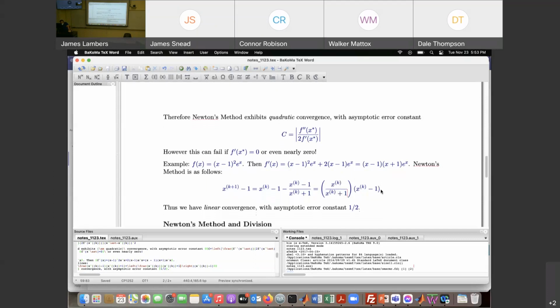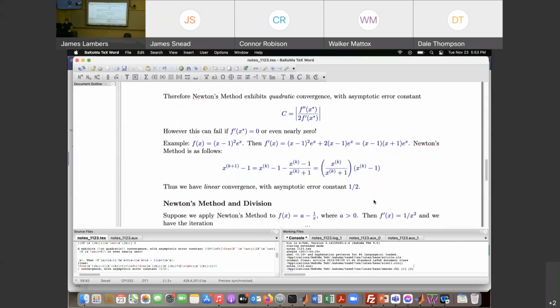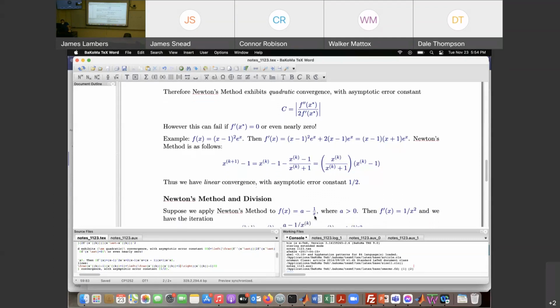Okay. Now here's my favorite application of Newton's method to a surprisingly simple function, a minus 1/x, where a is a positive constant. Now, I think, well, why do we need Newton's method for this? Because we can obviously set this equal to 0 and solve for x. Yes, but that's not the point. Of course, the solution is 1/a. So the root of this is the reciprocal of a.